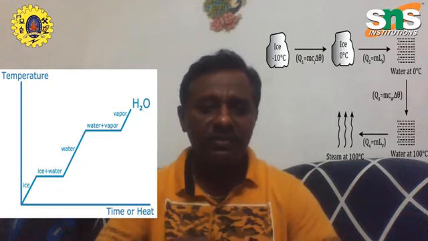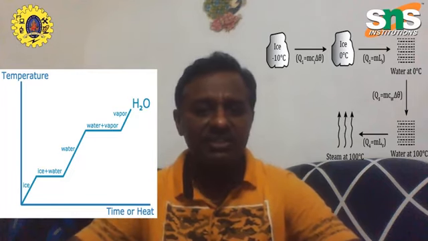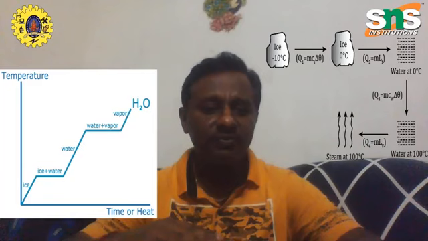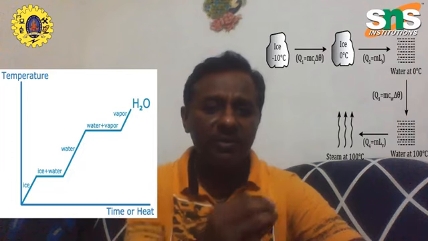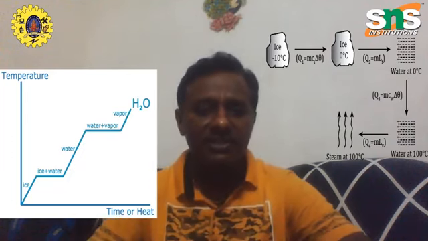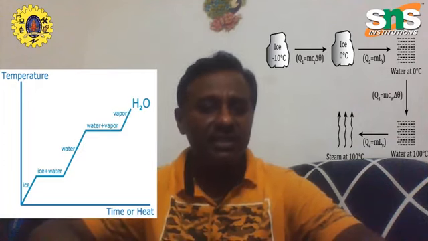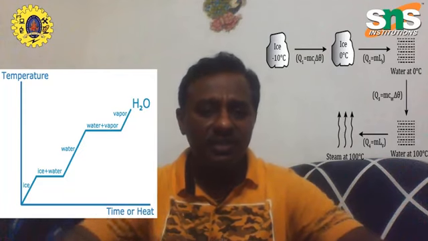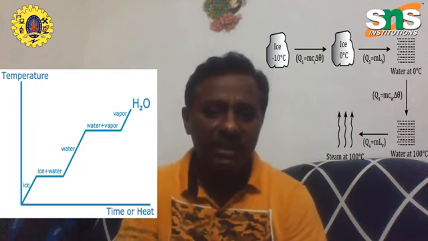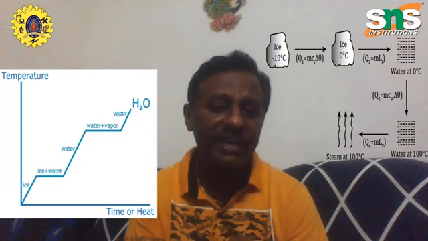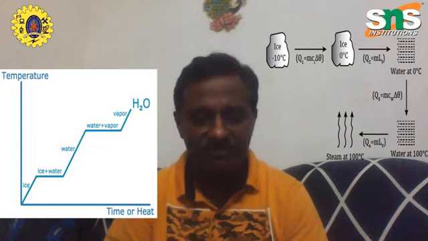Okay, so we have ice at 0 degrees Celsius and water at 0 degrees Celsius at the same temperature, but the ice at 0 degrees Celsius has some amount of heat energy, while the water at 0 degrees Celsius has another amount of heat energy. Even though the temperature is the same, the heat energy varies. The heat energy is higher in water at 0 degrees Celsius than in the ice phase at 0 degrees Celsius, because latent heat is added.